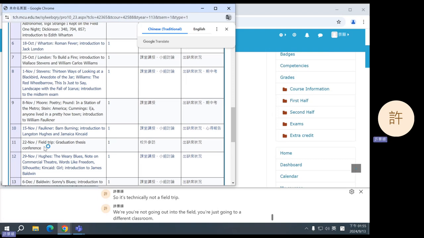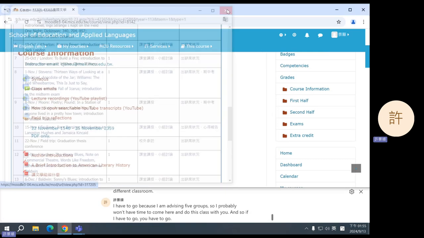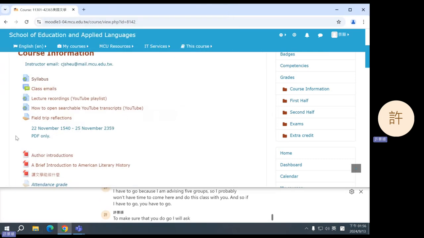I have to go because I am advising five groups, so I probably won't have time to come here and do this class with you. And so if I have to go, you have to go. And to make sure that you do go, I will ask you to write some reflections, 心得. You can write whatever you want. Just try to convince me that you actually went to that conference. And I will use those reflections for that week's attendance. 當作點名就是看心得.